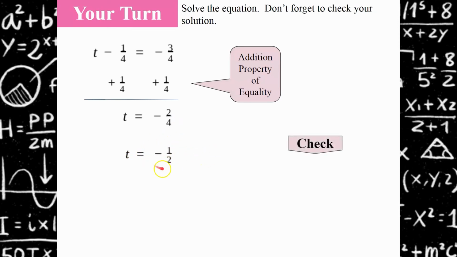Let's check our work. I'm going to replace t in the original equation with negative 1/2. Negative 1/2 subtract 1/4 is negative 3/4. Get a common denominator. Remember, negative 1/2 is equivalent to negative 2/4. Negative 2/4 minus 1/4 is negative 3/4. So it checks.